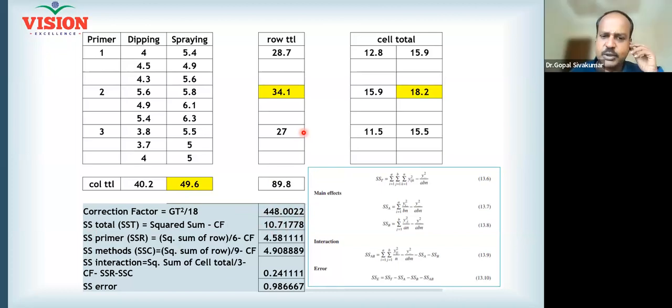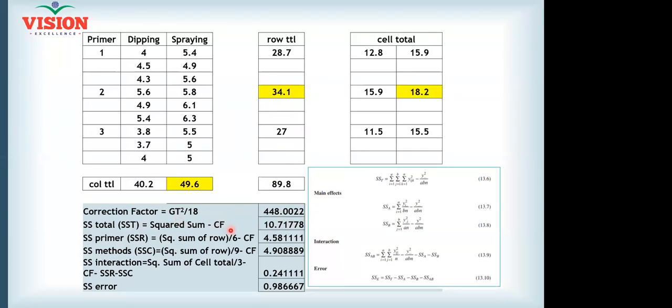So I was explaining about correction factor, and now I am explaining about total sum of square. Total sum of square is nothing but the sum of squares of individual values minus the correction factor. 18 numbers, you square individually, sum them up, subtract the correction factor. The resulting number is known as the total.